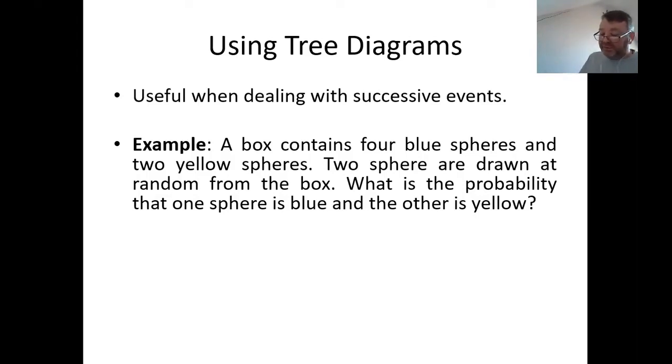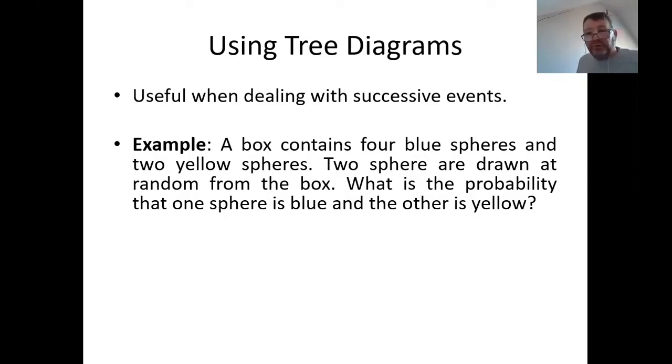So just to take an example here, a box contains 4 blue spheres and 2 yellow spheres. 2 spheres are drawn at random from the box. What is the probability that one sphere is blue and the other one is yellow? Now, we've got 2 ways to do this. What's the probability that one sphere is blue and the other is yellow?